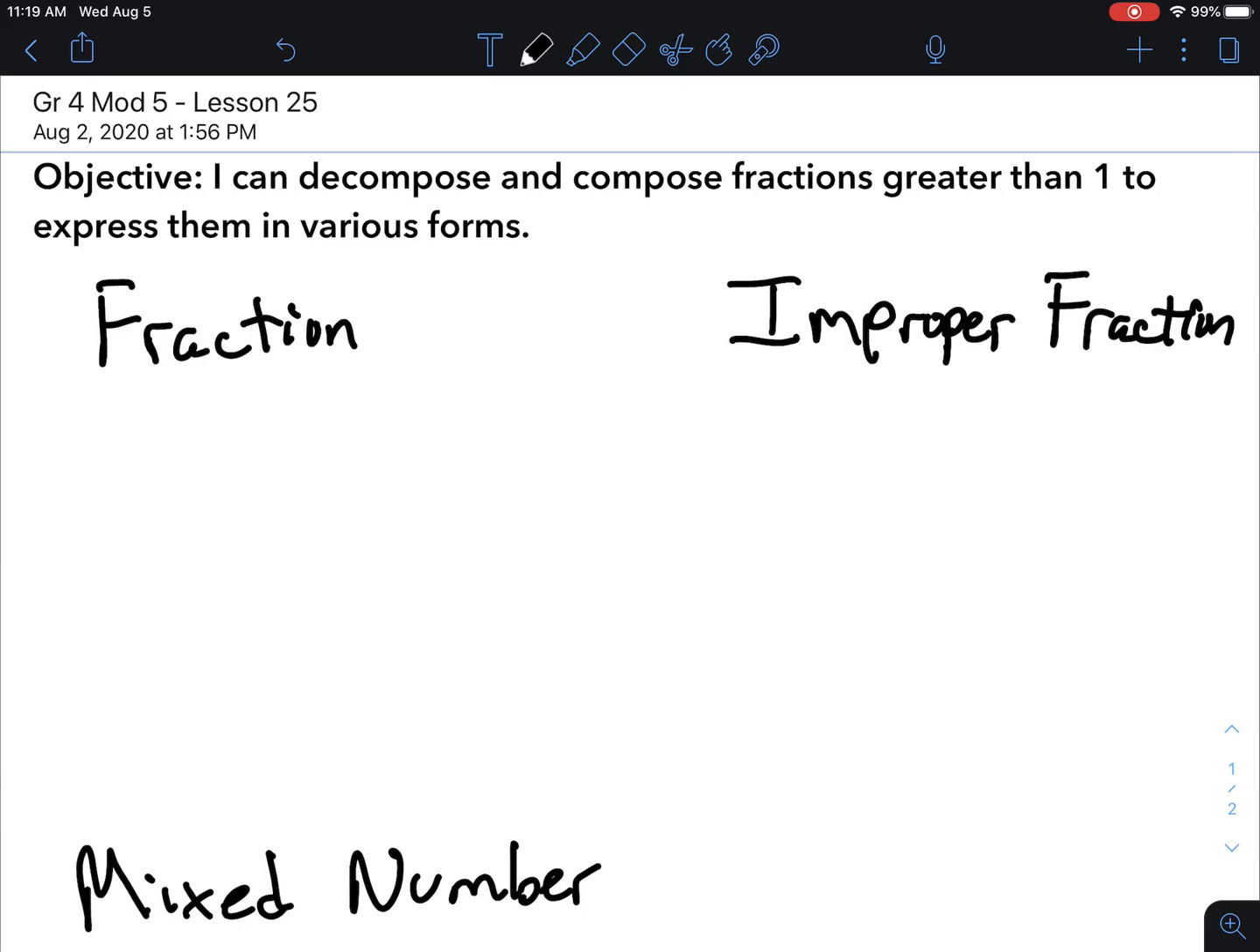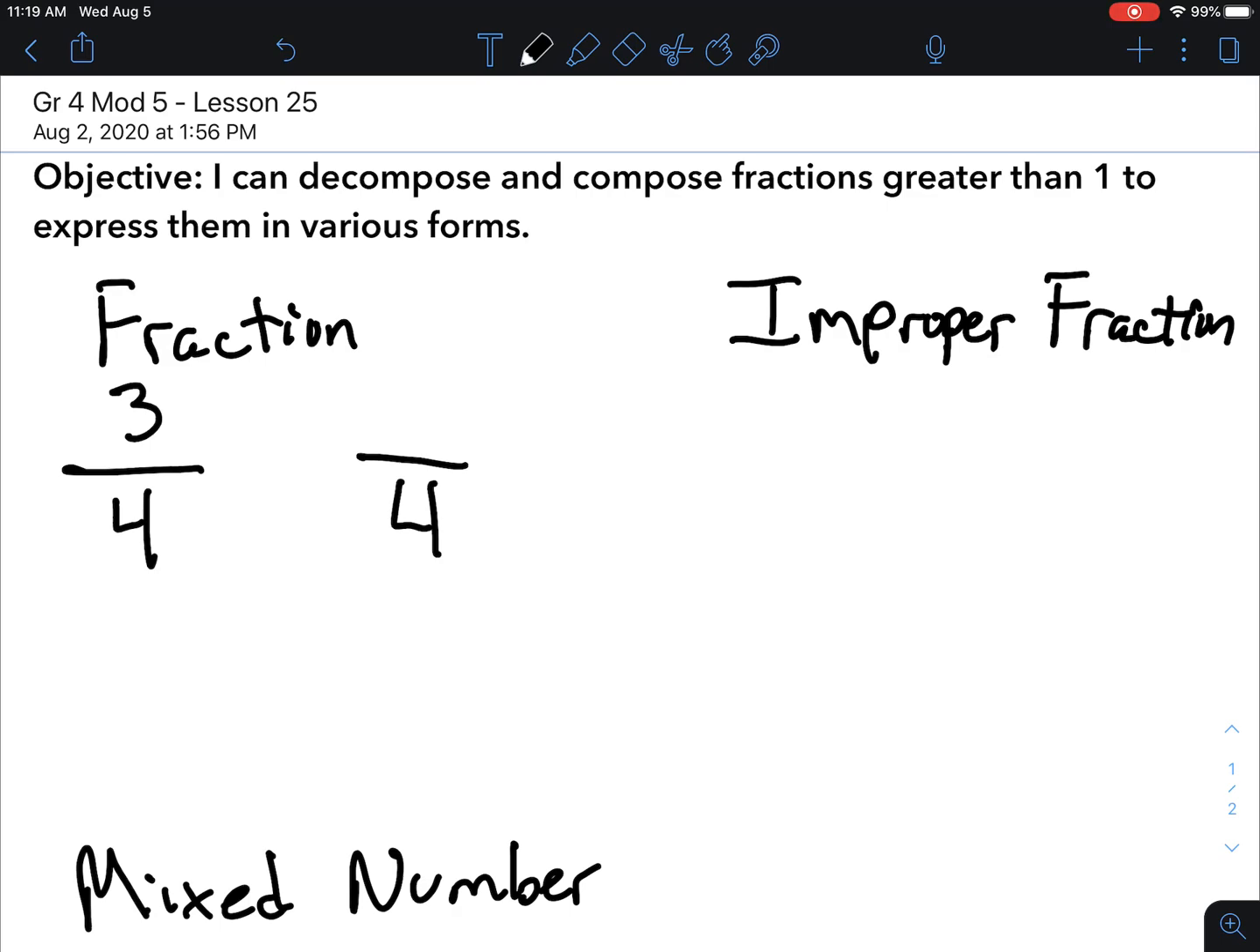So if you remember from the very beginning of the unit, a fraction is part of a whole. Fractions are always less than 1. So for instance, 3/4, right? That number is less than 1. In other words, if you had 4 pieces of pizza in a box and you ate 3, you had 3/4 of the pizza, right? So fractions are less than 1. The numerator is always smaller than the denominator. We also learned that fractions can be equal to 1 whole.